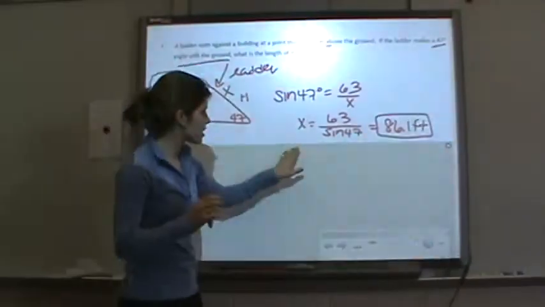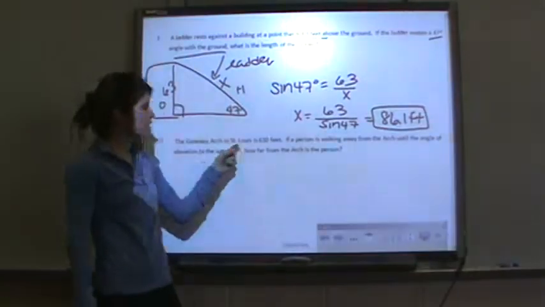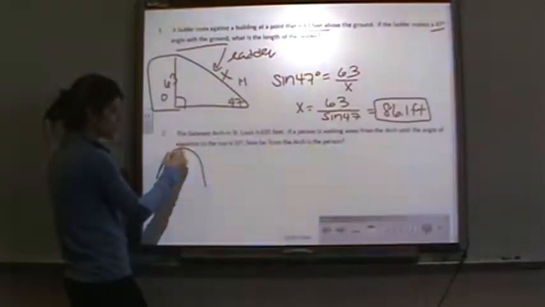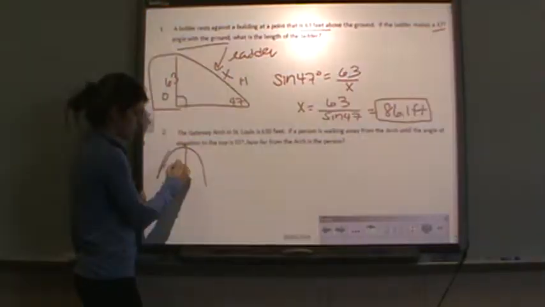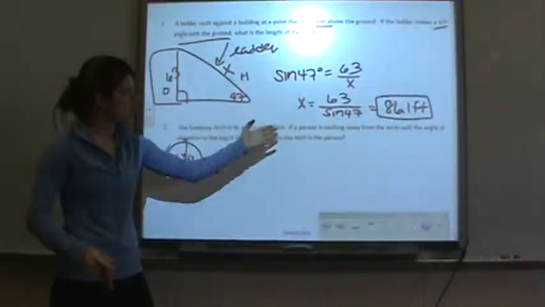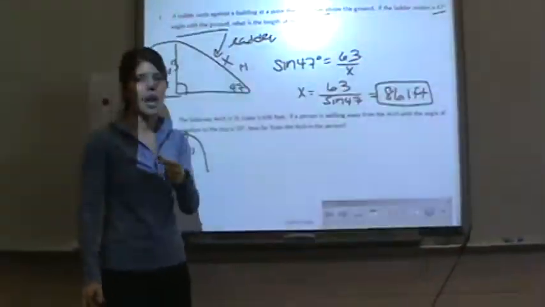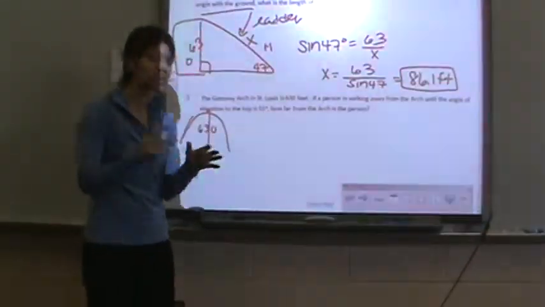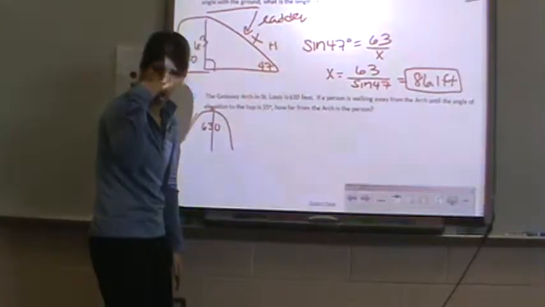Okay? Let's look at another example here. The Gateway Arch in St. Louis is 630 feet. So let's kind of draw our picture here. We're going to assume it's 630 feet at its highest point, so at the top of the arc. So this is 630 feet. A person is walking away from the arc until the angle of elevation to the top is 55 degrees. And I'm going to clarify this word should probably be a little more clear. We're going to assume it's 55 degrees from the ground, not from her line of sight.